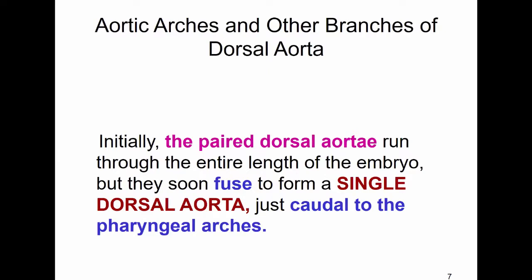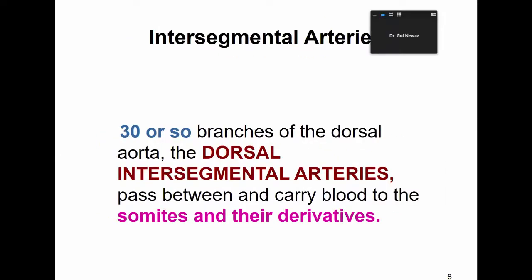So there is initially a paired dorsal aorta running through the entire length of the embryo, but soon they fuse to form a single dorsal aorta just caudal to the pharyngeal arches. So there are two dorsal aortae. Later on, they fuse to form a single dorsal aorta, which lies caudal to the pharyngeal arches. And there will be 30 or so branches of the dorsal aorta, which we call dorsal intersegmental arteries, that pass between and carry blood to the somites and their derivatives.